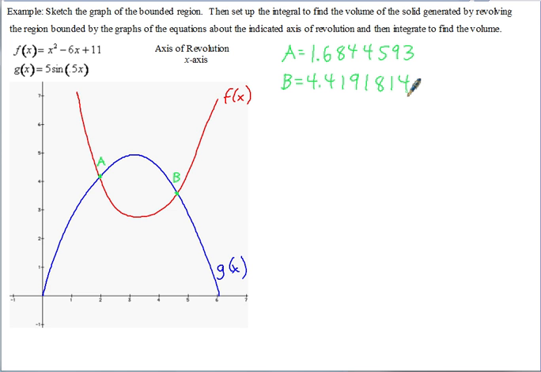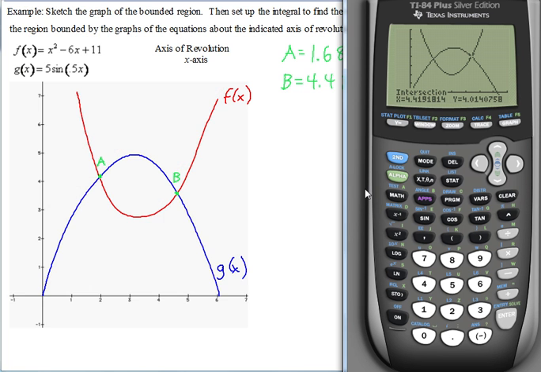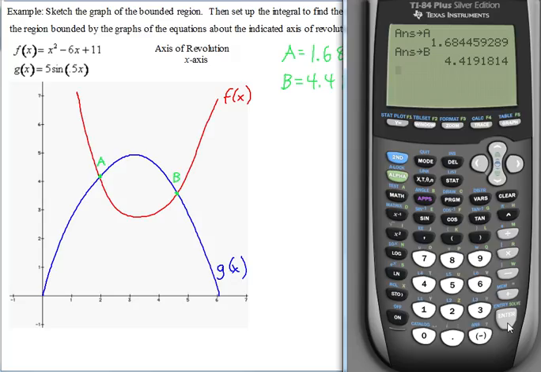So let's store this in our calculator. Second quit, store alpha B. And then let's go ahead and set up our integral for the volume here.